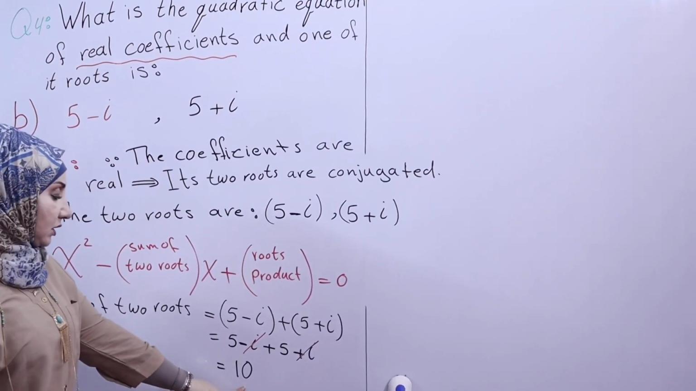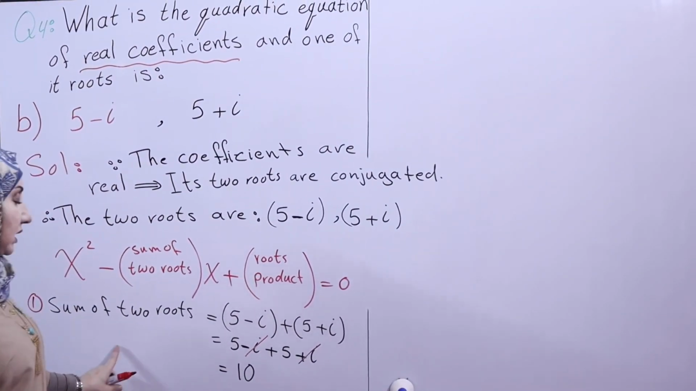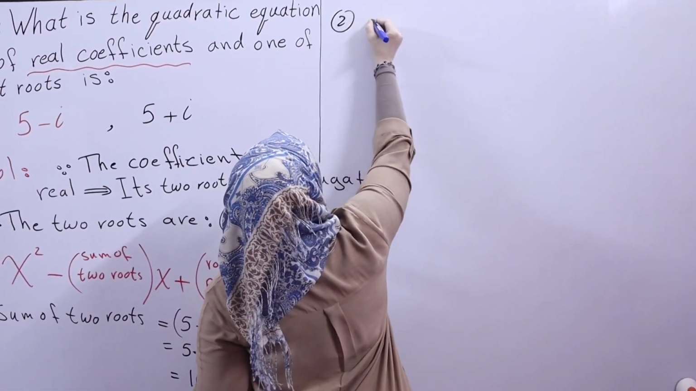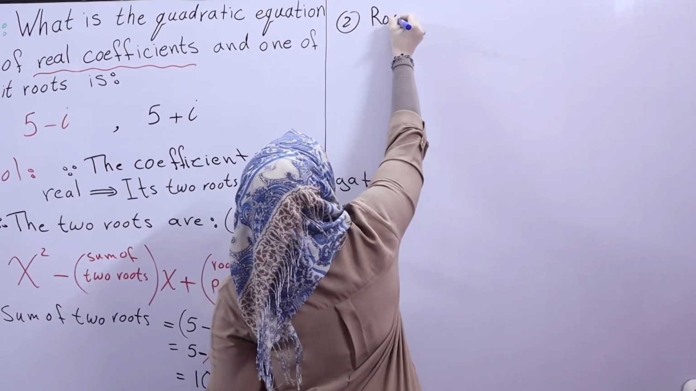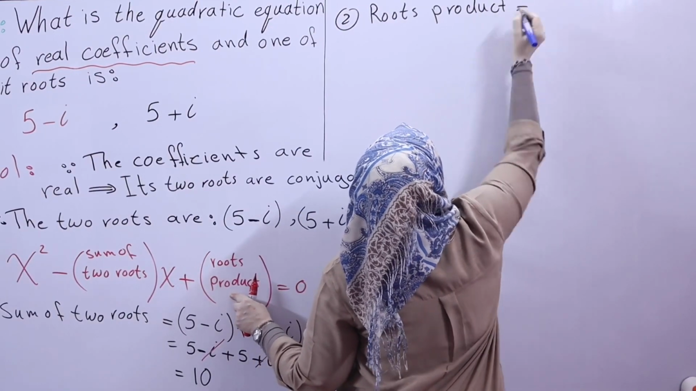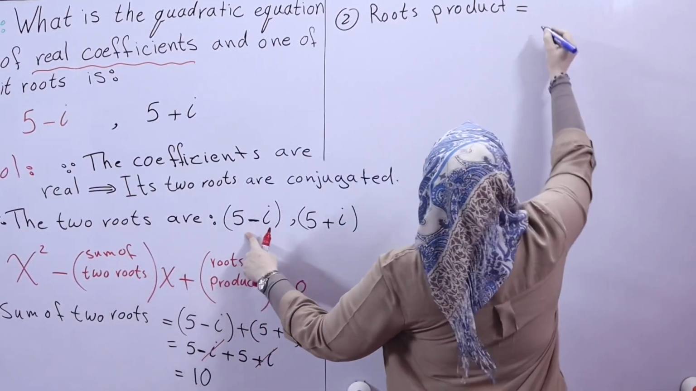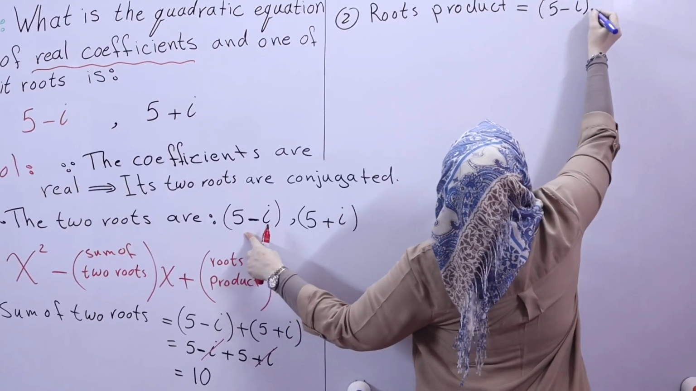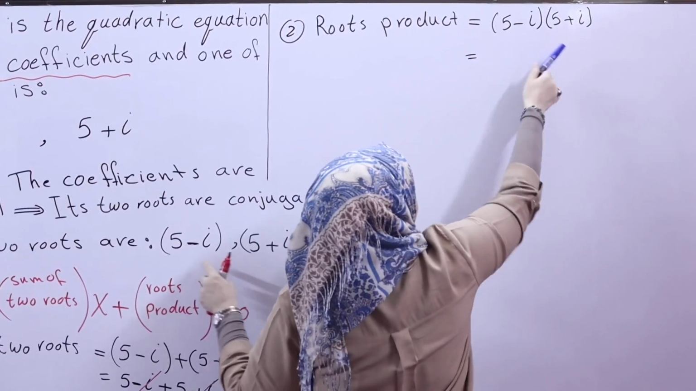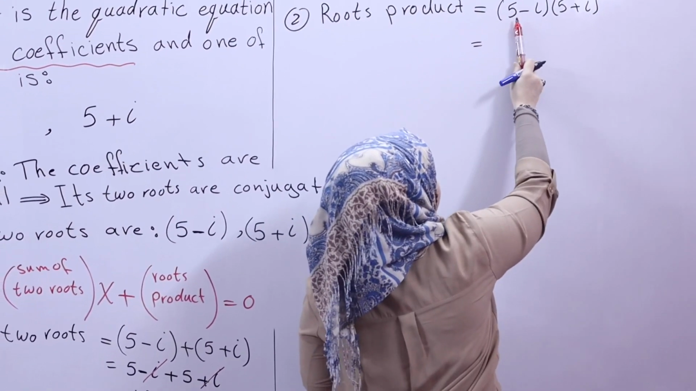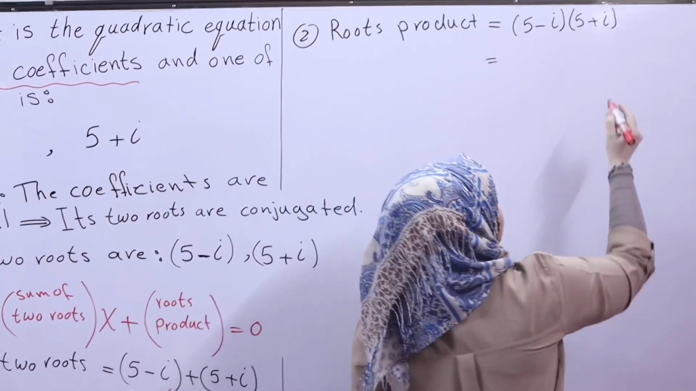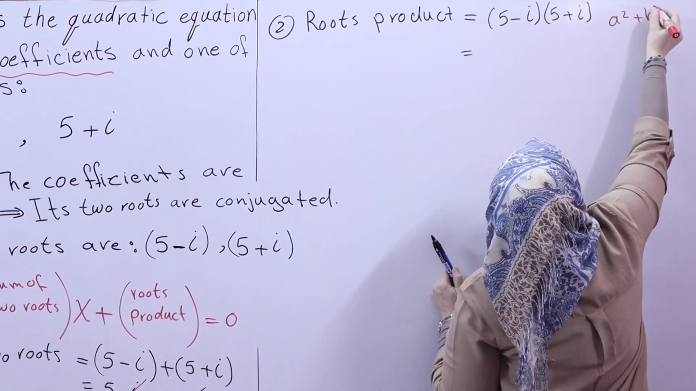So 10 represents the sum of the two roots, and now we want to find the roots product. So the roots product equals: the first root is 5 minus i multiplied by 5 plus i. So when we have a complex number multiplied by its conjugate, the result will be a squared plus b squared.